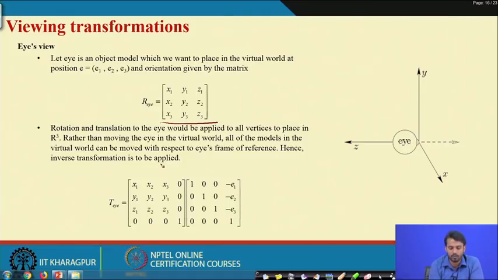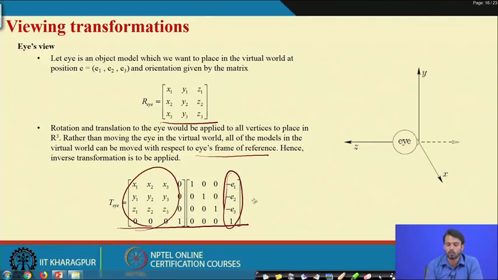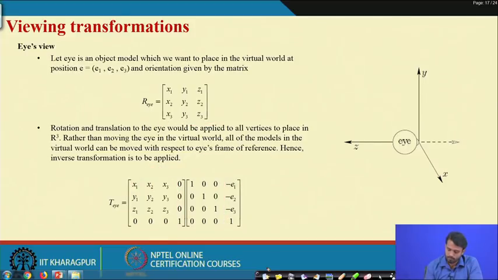So what we read in the previous slide, the inverse transformation is to be applied for the particular eye's frame of reference. If you want to move all the created models in the virtual world in terms of the eye's frame of reference, then you have to apply the inverse transformation to the developed eye model. That means the object model placed in the eye view. So here we go for translation along with rotation. So two kinds of matrices will be considered here.